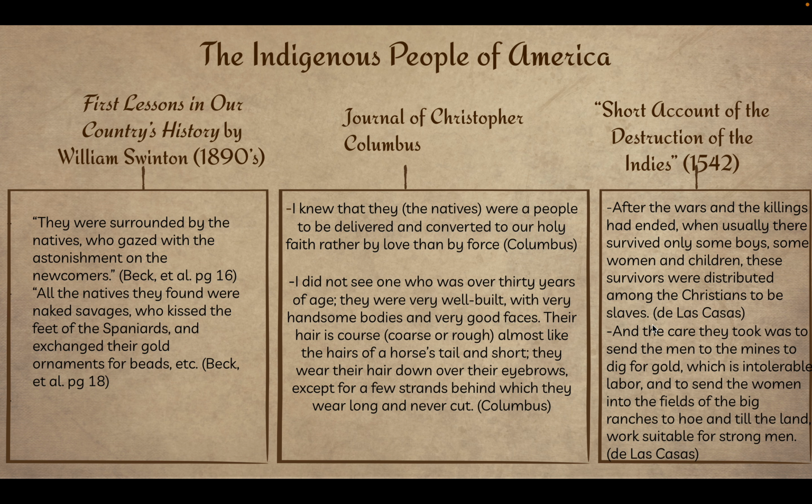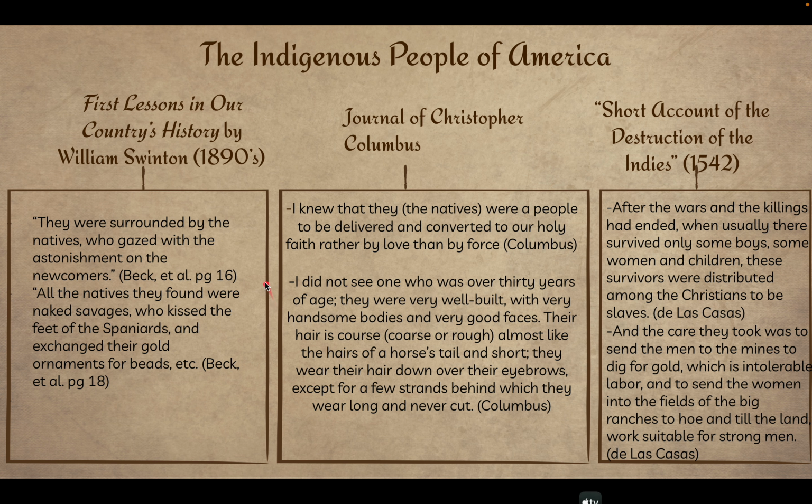Let's now consider the indigenous people of America, who had a huge role in the voyage of Columbus. Introducing the 3 resources: here is First Lessons in Our Country's History by William Swinton. Here is The Journal of Christopher Columbus and A Short Account of the Destruction of the Indies by Bartolomé de las Casas. Based on Swinton's textbook, Swinton stated that they were surrounded by the natives who gazed with astonishment on the newcomers. This was stated on page 16. "All the natives they found were naked savages who kissed the feet of the Spaniards and exchanged their gold ornaments for beads." And that was on page 18.